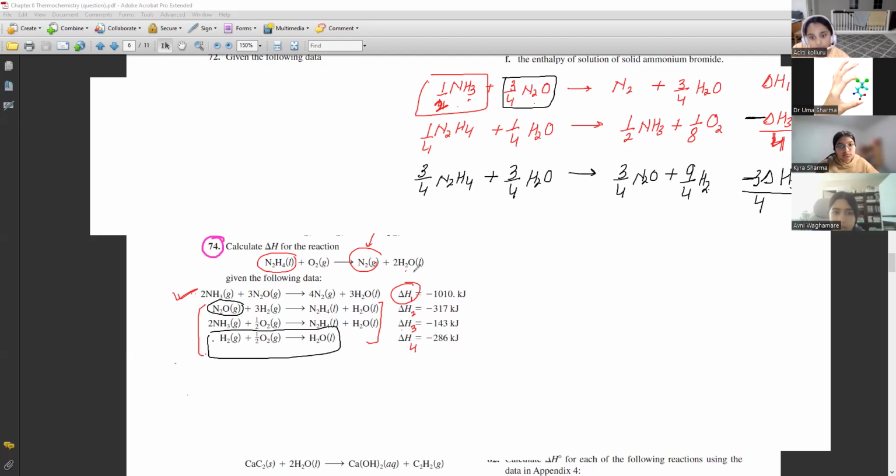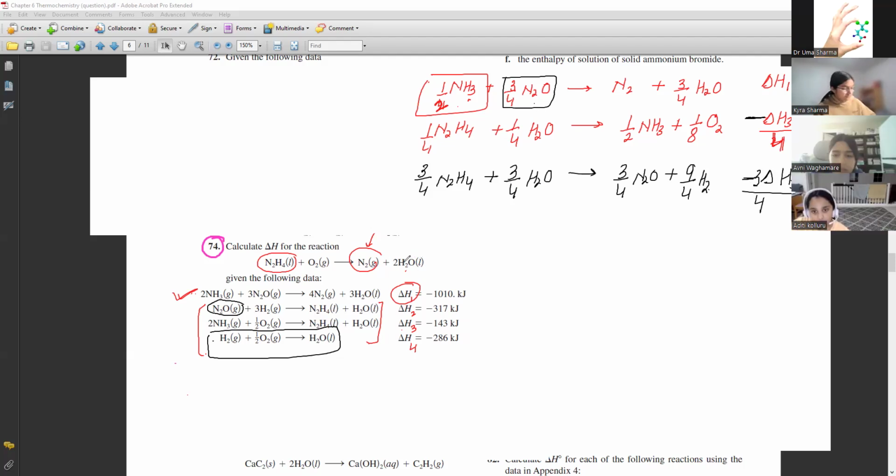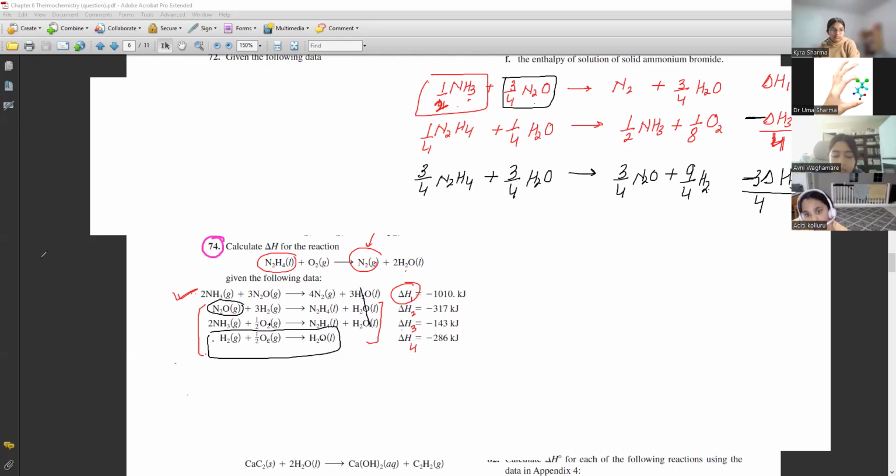Yes, Aditi. What about O2? Oh, it will be taken care of. Don't worry. O2 is in this reaction, so don't worry about it. O2, water. You see, I said don't worry about water. They will be taken care of. I'm focusing on the unique one, the one which is present only in one. So just take care of this H2.